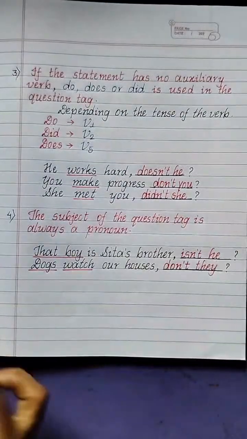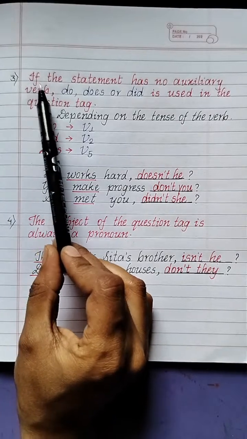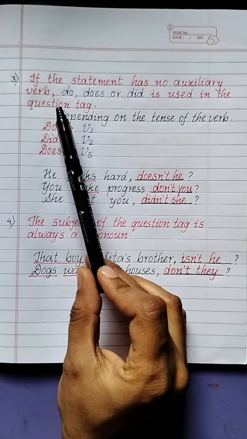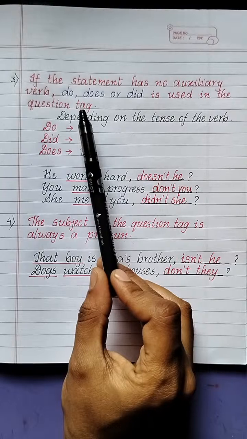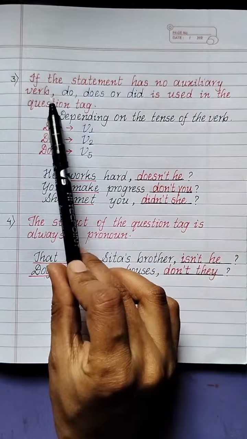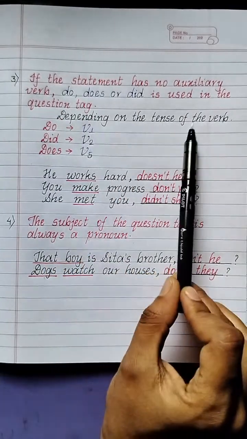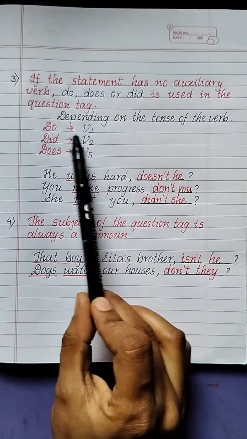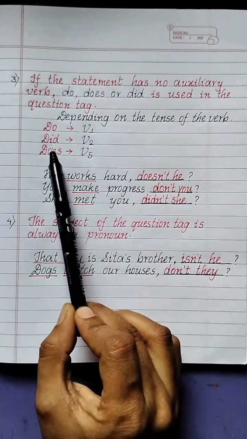Now the 3rd rule says that if the statement has no auxiliary verb, okay, right now we just learned that if there is an auxiliary verb, we use the same auxiliary verb. But what if there is no auxiliary verb in the sentence? Then we use do, does or did depending on the tense of the verb. If the verb is verb 1, then we use do. If there is V2, verb 2, then we use did.